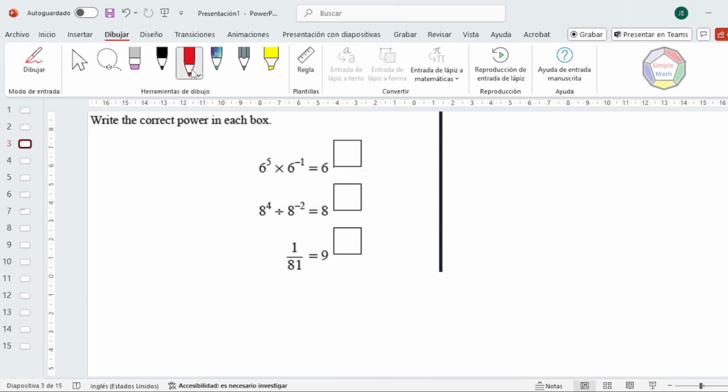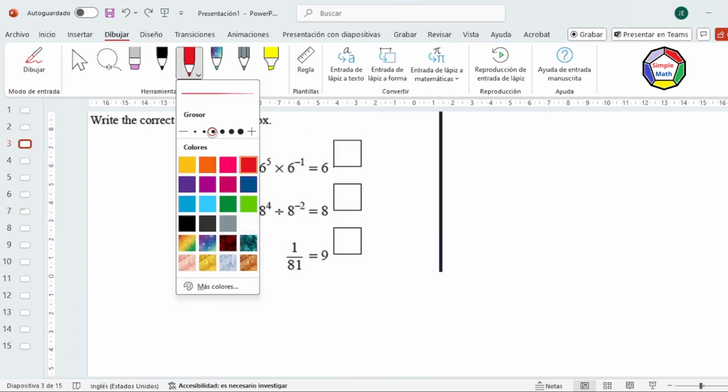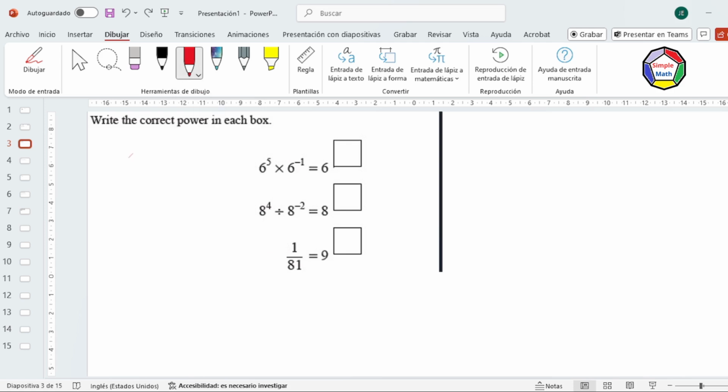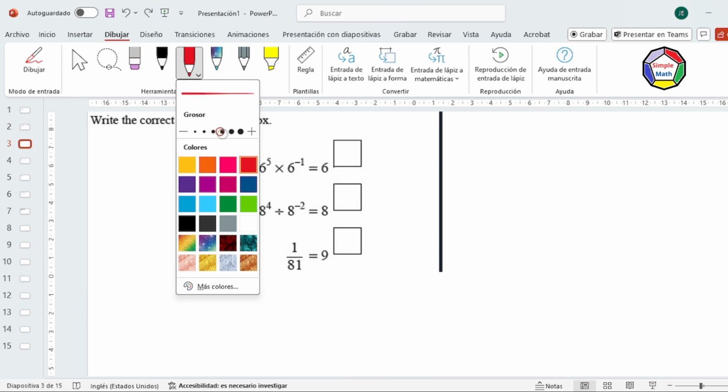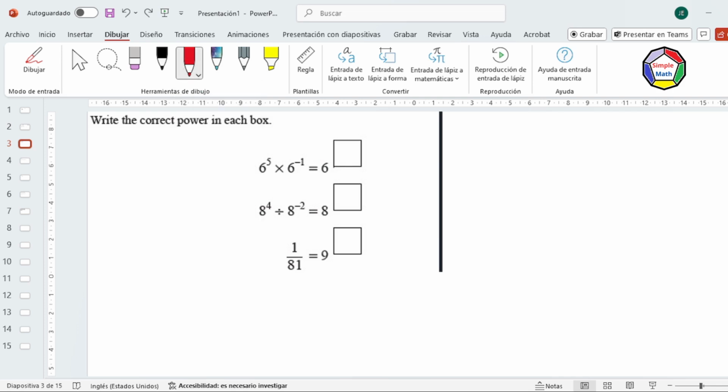It says, write the correct power in each box. The first exercise is related to the powers property that I previously explained in the other video. I expect you have watched that video, because it's necessary to understand what I'm going to do here.